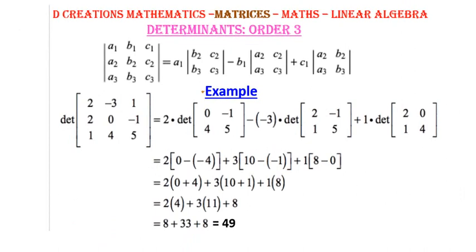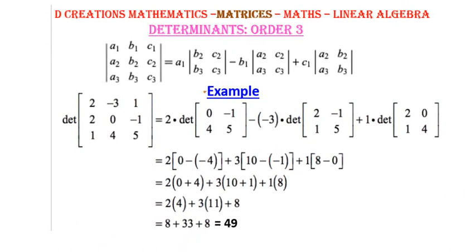Alright, so now when you are evaluating it, remember first you have to take out A1. What is A1 here? It is 2 into determinant of what? Now tell me, which elements will you ignore? You will ignore minus 3, 1 because they belong to the same row as 2, and ignore this 2 and 1 because they belong to the same column. So what are you left with? 0, minus 1, 4, 5. So determinant of this.